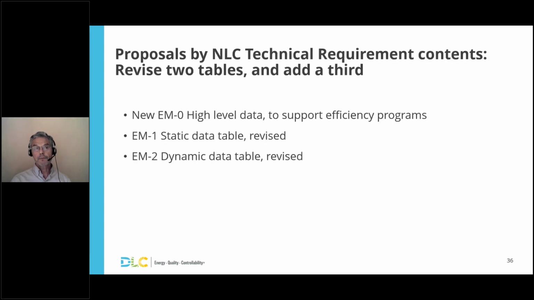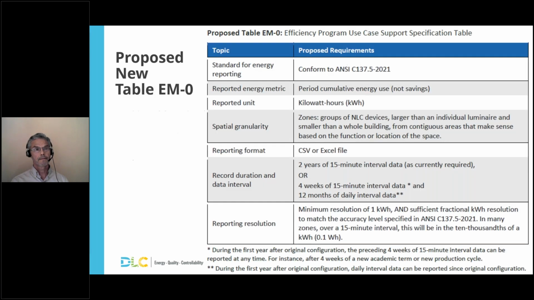In terms of what is proposed to actually change in the NLC technical requirements, there will be a new table labeled EM0 with high-level data about what efficiency programs need. Also, the 2 existing tables, EM1 and EM2, with recommendations about the contents of an energy report, will be revised. Here's a draft of the proposed new table EM0.